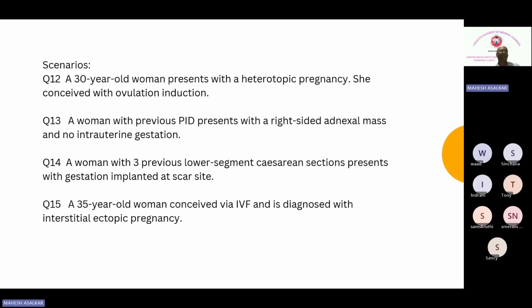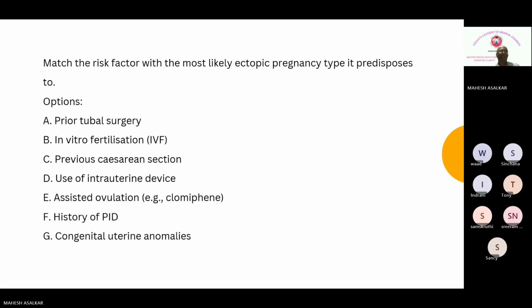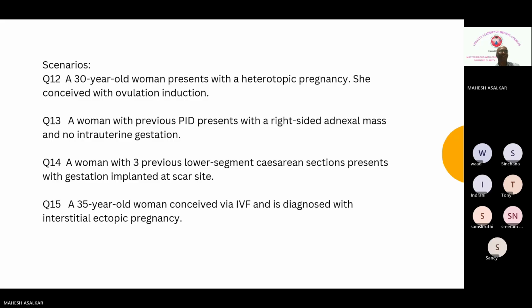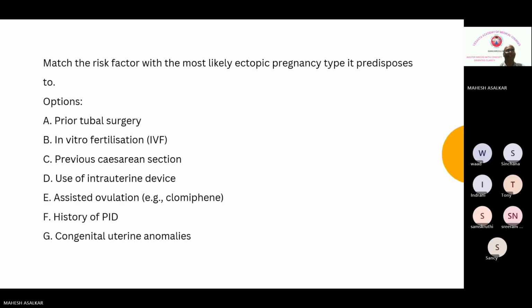Next. A woman with previous pelvic inflammatory disease presents with a right side adnexal mass and no intrauterine gestation. Very clear. History of PID, sir. F option. Next. A woman with 3 previous lower segment cesarean sections presents with gestation implanted at scar site. C option, sir. Previous cesarean section.